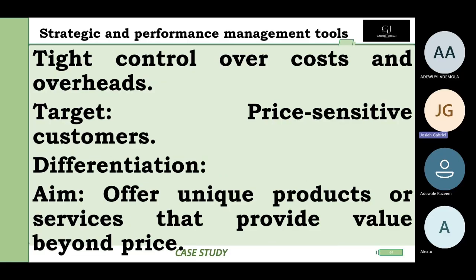The second area is differentiation. The second area of this model is differentiation, and it aims to offer unique products and services that provide value beyond price. So what is value? Solving unique problems. Value is about solving problems, bringing solutions to challenges. So differentiation, talking about a company's product or services, can be very unique to the point that customers don't look at the price. They just go for the experience the product or service offers.